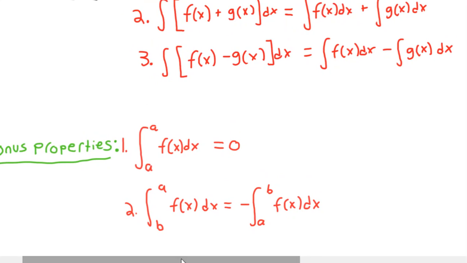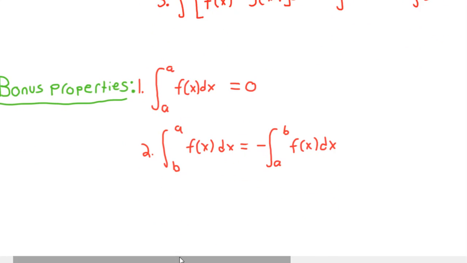So here are some bonus properties though, and these only apply to definite integrals. Number one of the bonus properties states that if I have an integral running between two of the same number, like the integral running from 2 to 2 of x squared, then that's just going to be 0. So if your upper and lower limits of integration are the same, it's equal to 0. That's one other bonus property to remember.